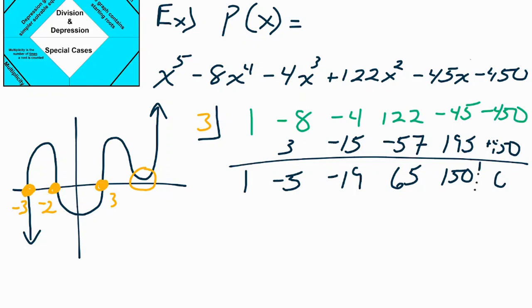The beloved remainder of 0. That means that everything is working. That means that 3 was actually a root, and I have myself a depressed polynomial. But it's still pretty big. So now I'm going to move over to my next root.